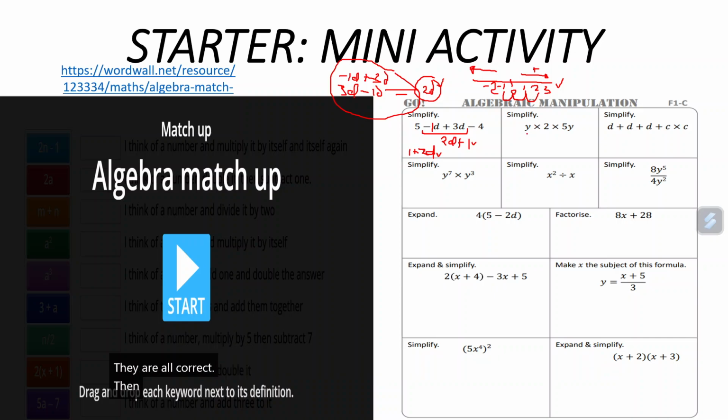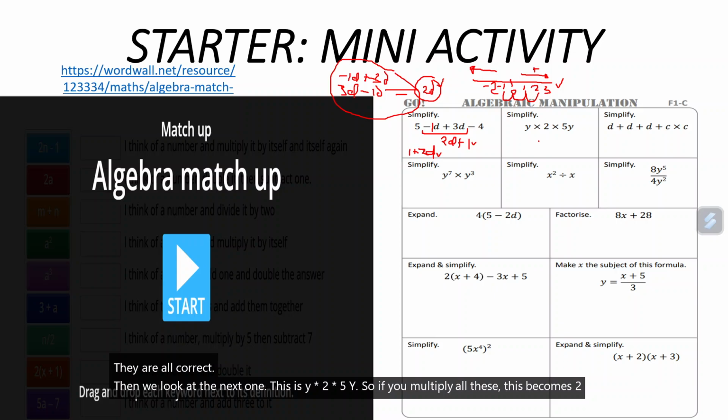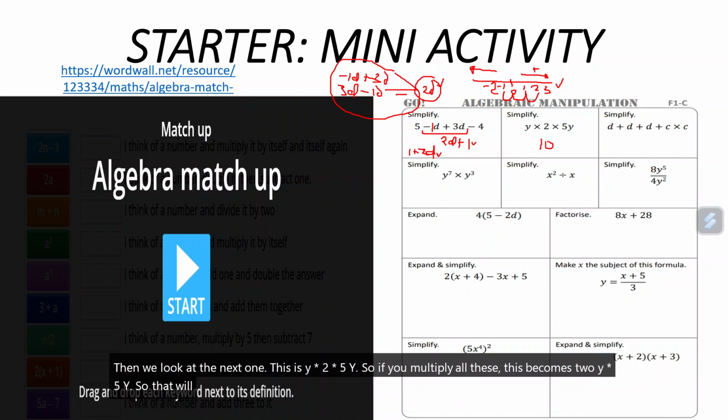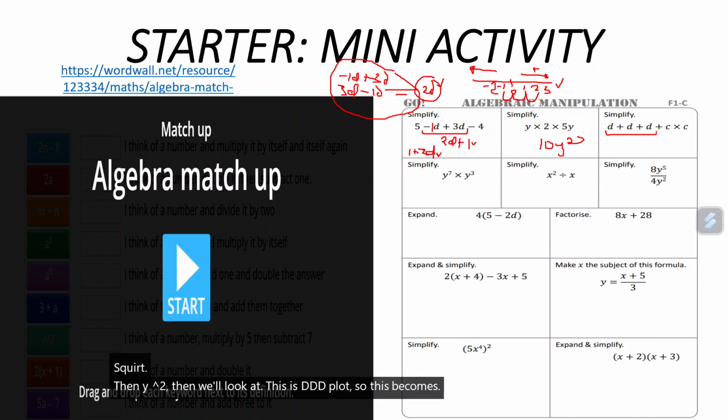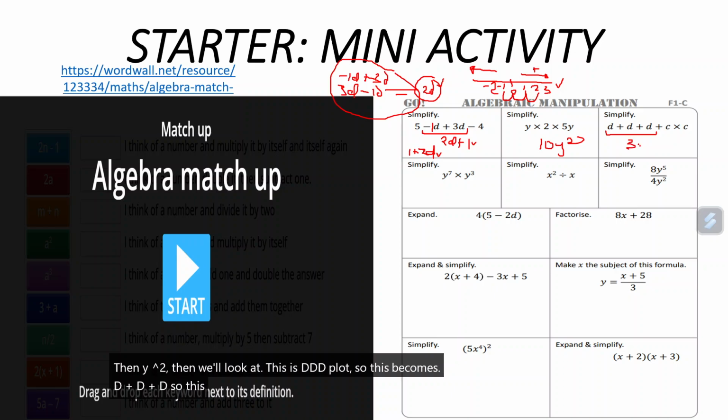Then we look at the next one. This is y times 2 times 5y. If you multiply, this becomes 2y times 5y, so that will be 10y squared. Then we look at this. This is d, so this becomes d plus d plus d, so 3d plus c squared.